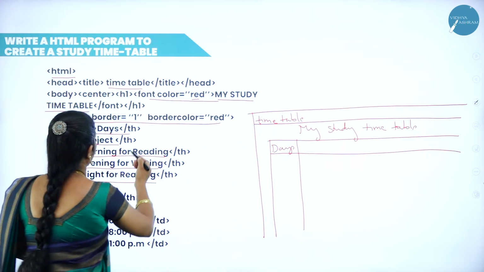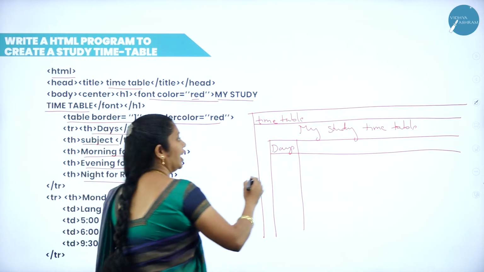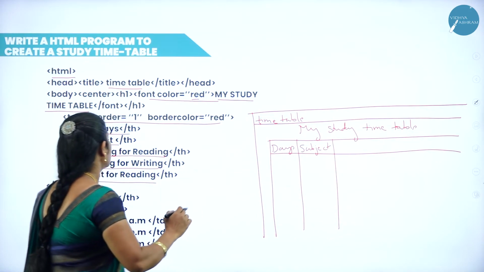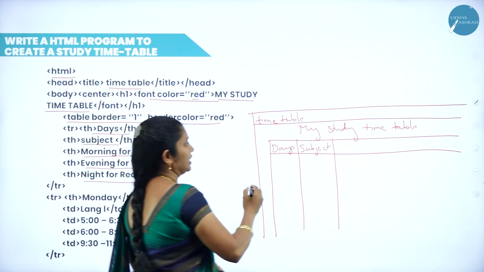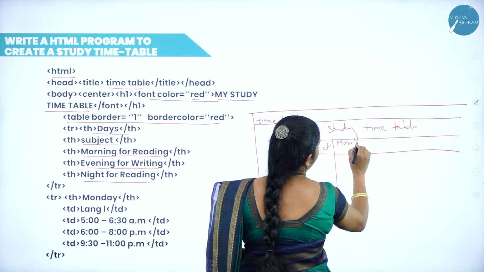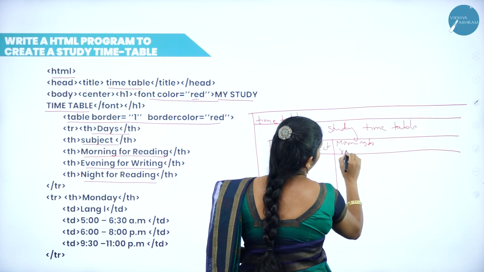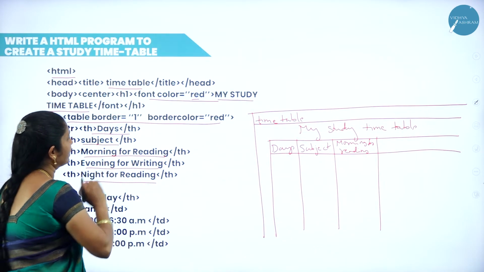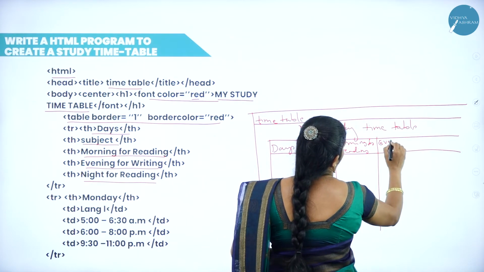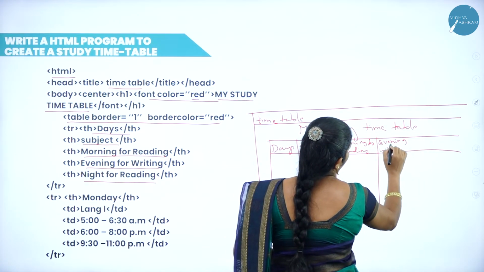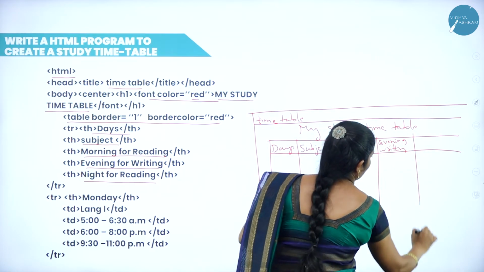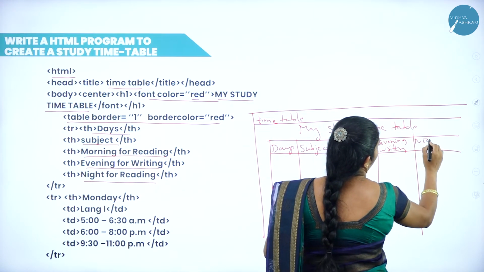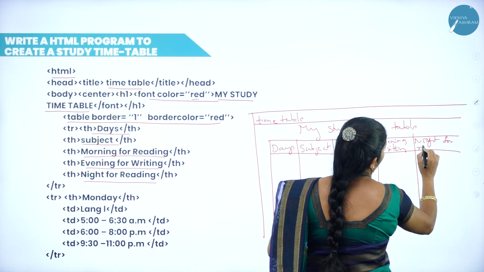Then in the second column we have subject. Here it will display subject. Then afterwards we have morning for reading. That will display here: morning for reading. In the next column you have evening for writing. Next we have night for reading.